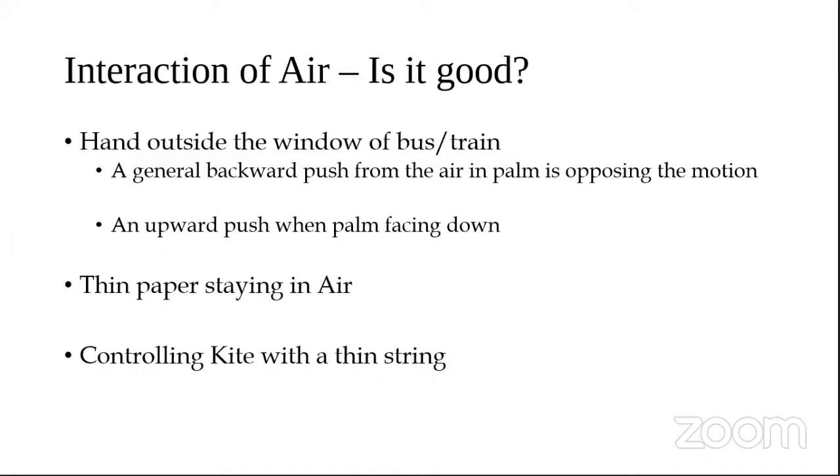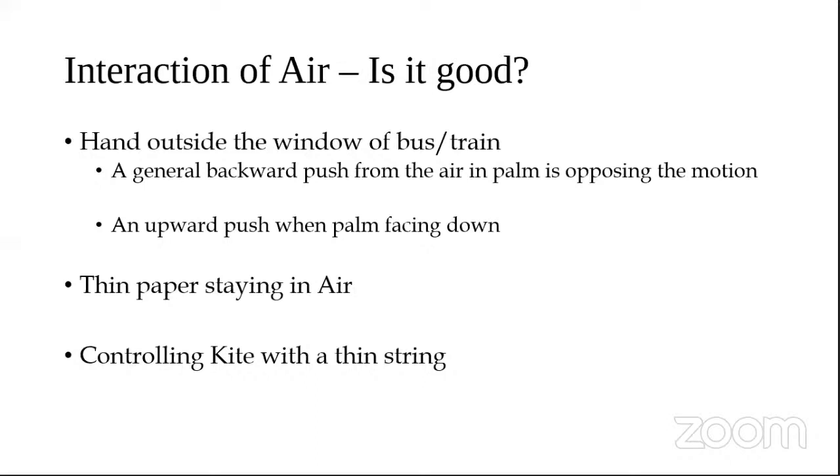So you would have felt this. Many of you would have traveled in a bus or train or car, and near the window, you would have put the palm of your hand outside the window, and then you would have felt the air interaction when it is on a high speed. Now, if you have the palm opposing the motion of the vehicle, then you would have felt a strong push from the air that pushes your arm backward. Now, if you put the palm facing down, going along the direction of travel, then you would have felt a very slight upward push happening. Now, why is that?